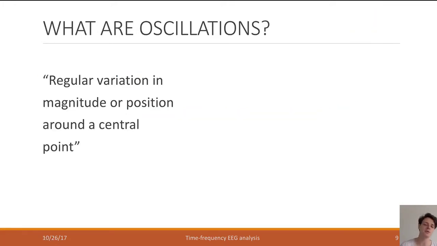So I've been talking about waves a lot, and just to make it a little bit easier, usually from now on when I'm going to talk about waves, I'm going to talk about oscillations. But what exactly are oscillations? An oscillation is a regular variation in magnitude or position around a central point. And this is kind of dry. It's kind of what it means. But basically, it just means that it's everything that goes back and forth, and that makes an oscillating pattern.